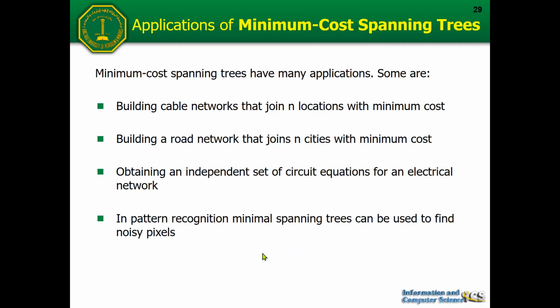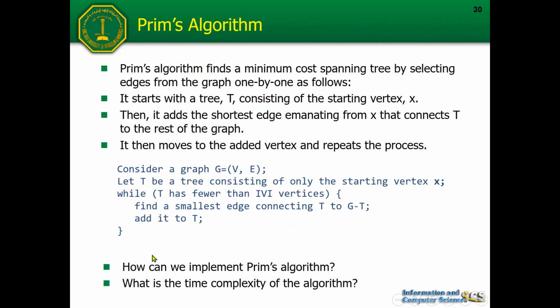There are many applications for this minimum cost spanning tree. For example, we can use this problem domain to build a cable network that joins n locations with minimum cost. So the n locations will be the vertices of that graph. Then building a road network that joins n cities with minimum cost, obtaining an independent set of circuit equations for an electrical network, and the last one, in pattern recognition, the minimal spanning tree can be used to find noisy pixels. This is a little bit advanced application actually, so we will not discuss this.